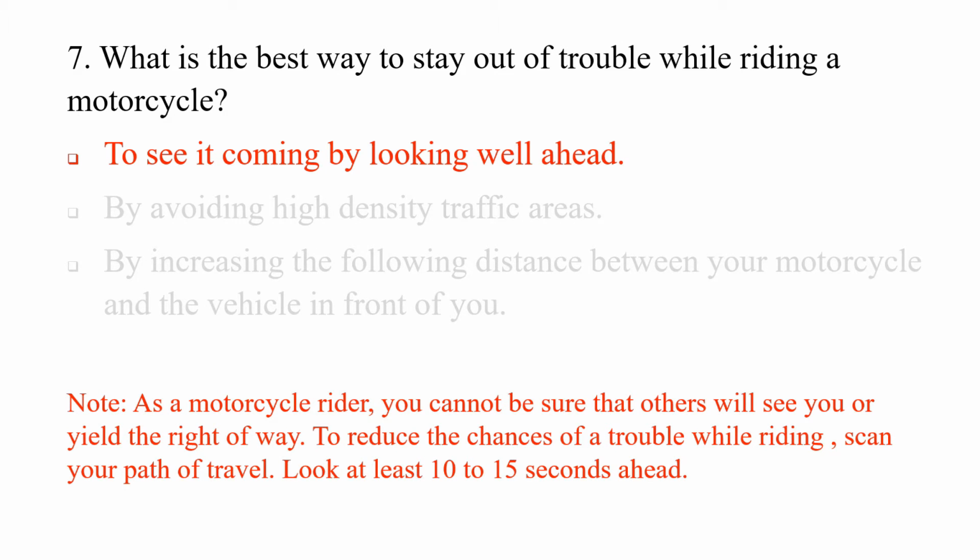The answer is option number 1. To see it coming by looking well ahead. Note: as a motorcycle rider, you cannot be sure that others will see you or yield the right of way. To reduce the chances of trouble while riding, scan your path of travel. Look at least 10 to 15 seconds ahead.